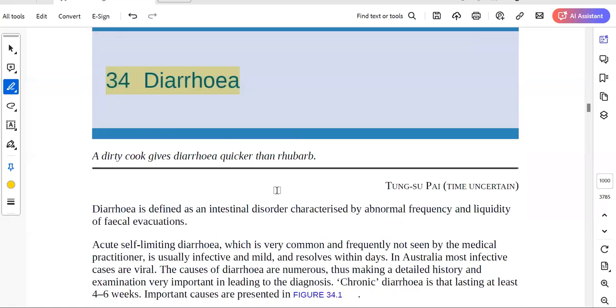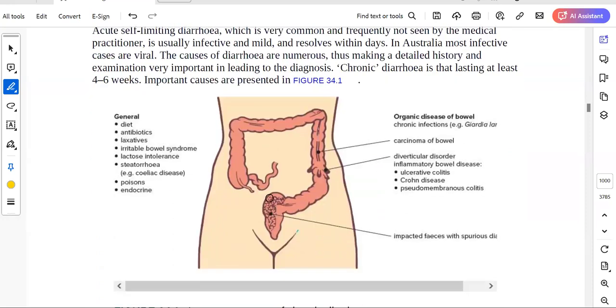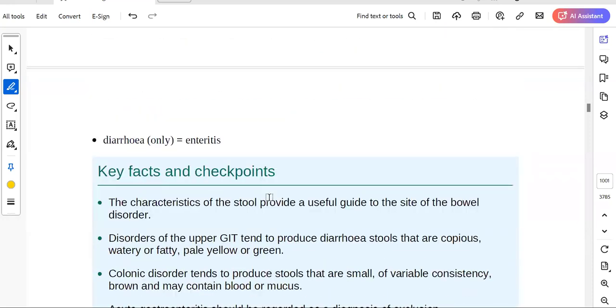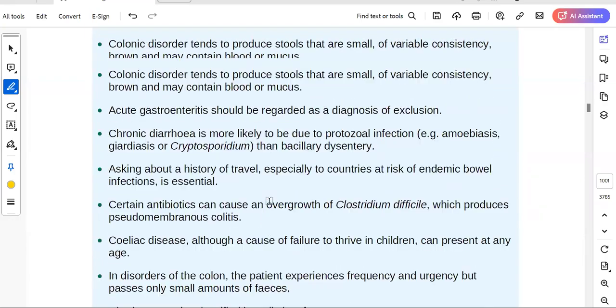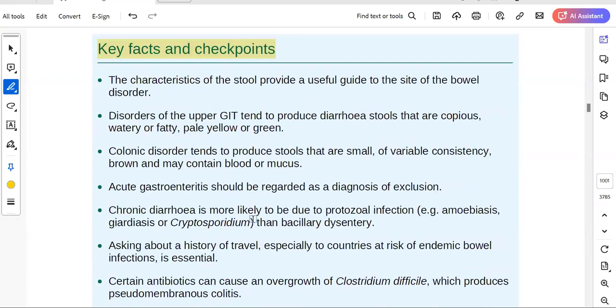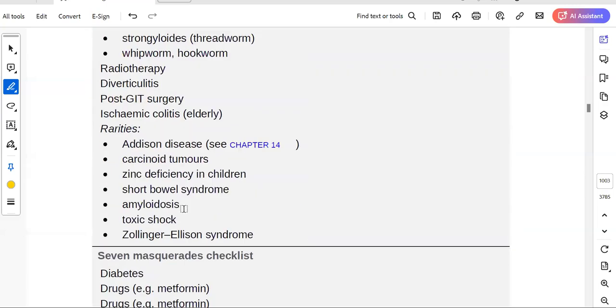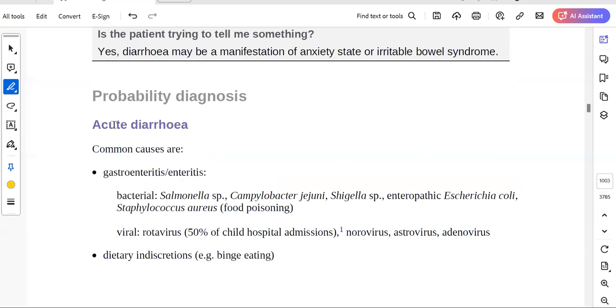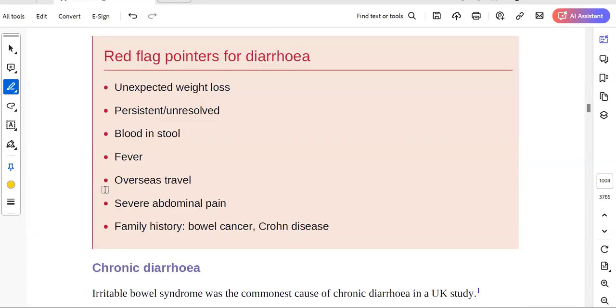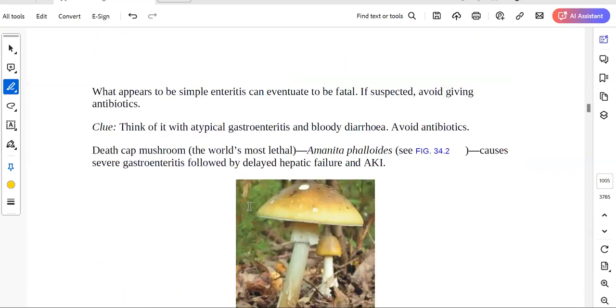All right, let's start with chapter 34, diarrhea. It is also an important chapter. Lots of cases are there which come in exam. So go through the initial checkpoint by yourself. And over here there are some common causes, like what are the causes of acute diarrhea and everything, which you can read.